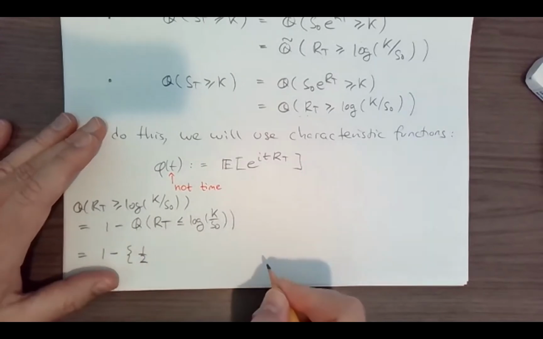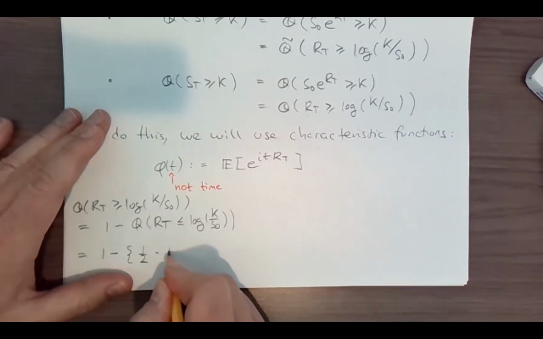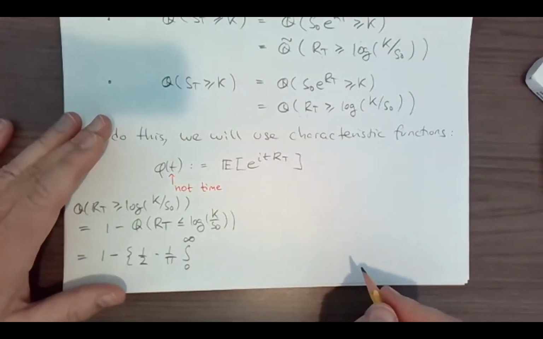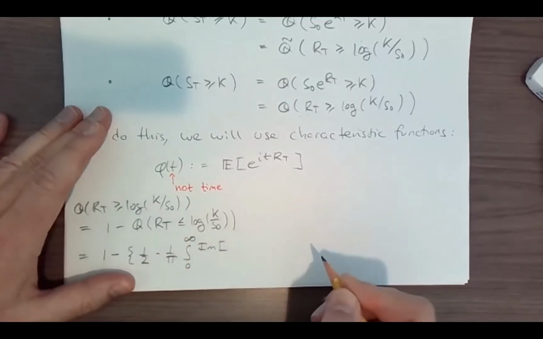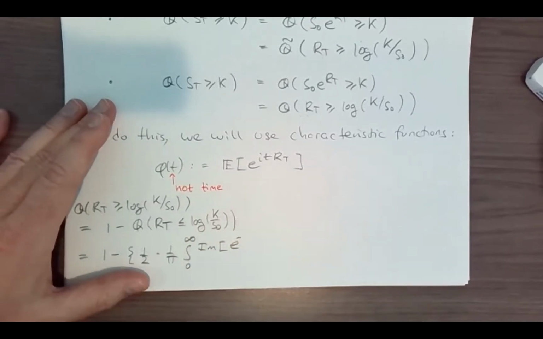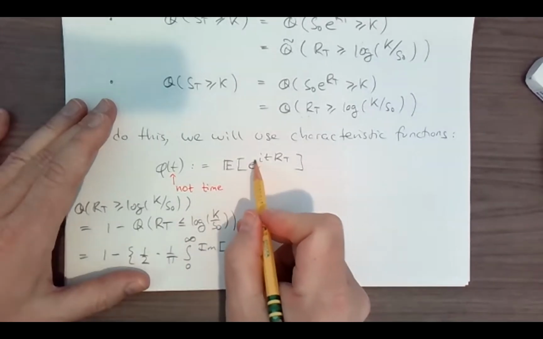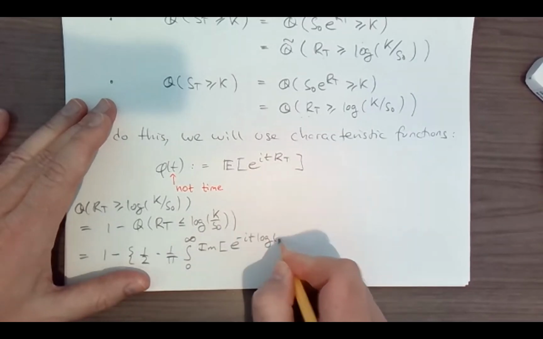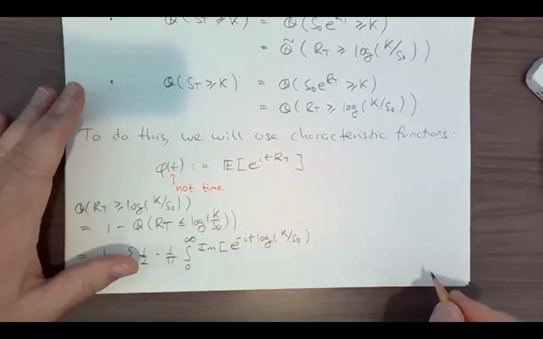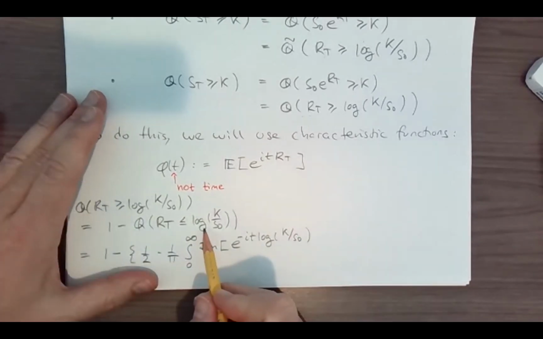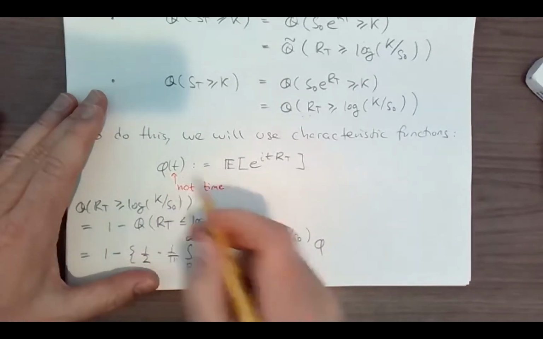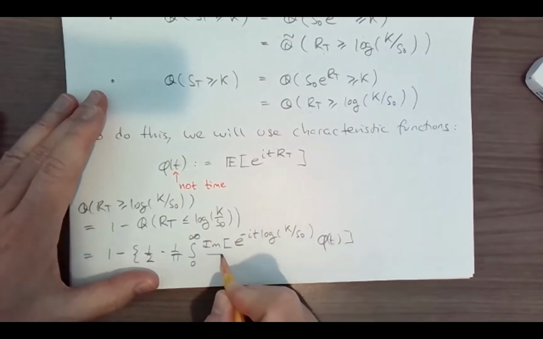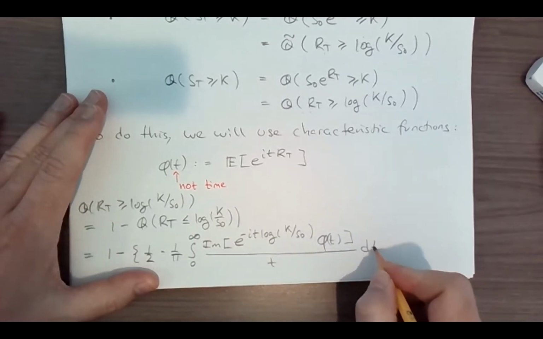This is 1/2 minus 1 over pi, an integral from 0 to infinity. And then it was the imaginary component of e to the minus it. So you run it the opposite way. And then you evaluate it at log of K over S naught. That was the point we're evaluating it at. And then we need phi, the characteristic function, phi of t. And then you divide here by t, dt.